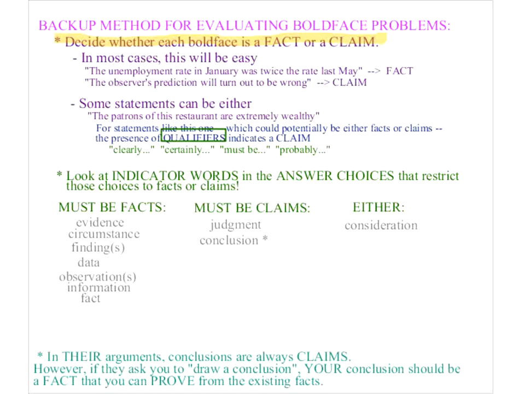Here are some more things that have to be claims. A position has to be a claim. A stance has to be a claim. A prediction has to be a claim because there's no way you can know if a prediction is true. A hypothesis has to be a claim. A belief has to be a claim.